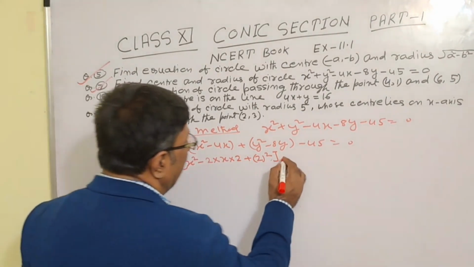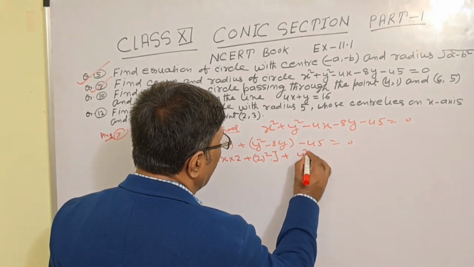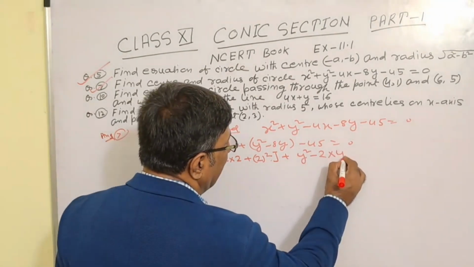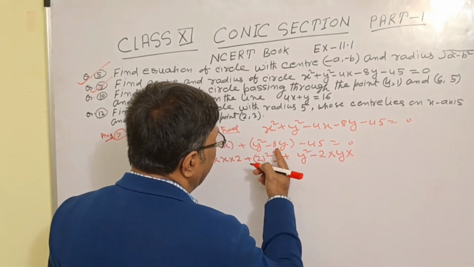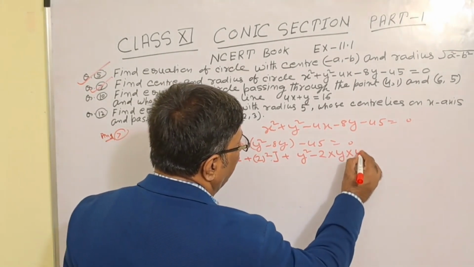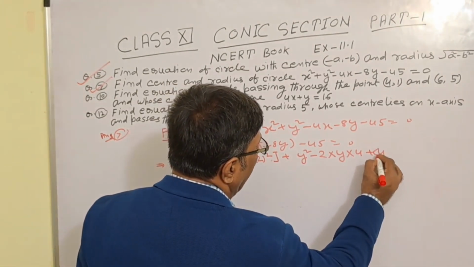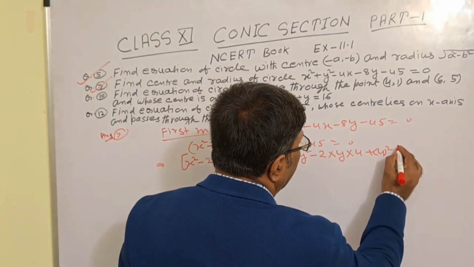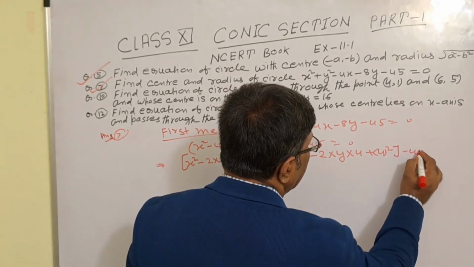In the same way, this is y² − 2 multiplied by the first term y, 2a into b here 8. So 2 times 4 is 8. So b will be 4. So this is how much? 4². Now this is minus 45.